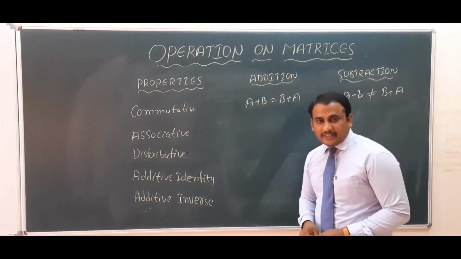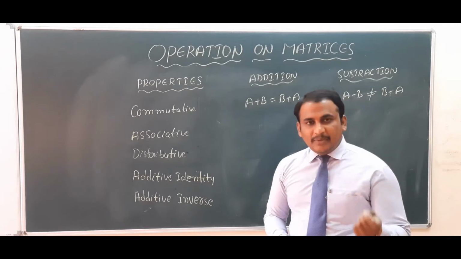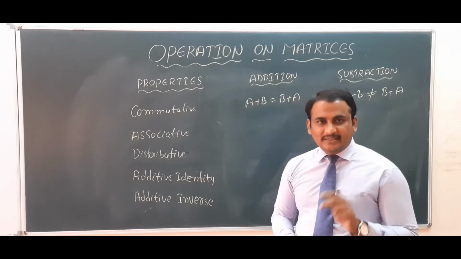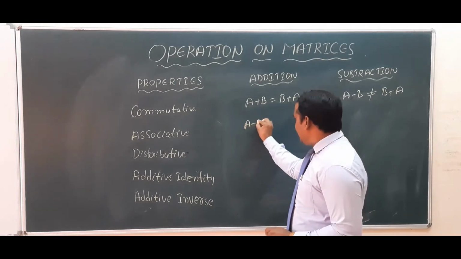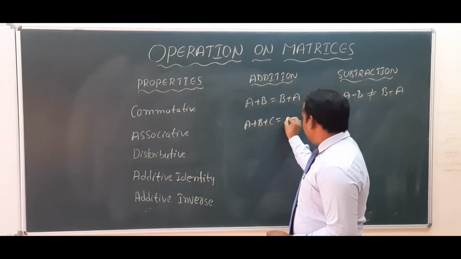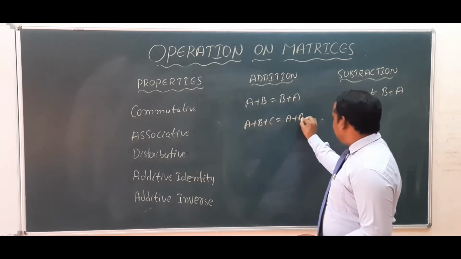Next, associative. In associative, three matrices are given: A matrix, B matrix, C matrix. Suppose A plus B plus C equals A plus B plus C.